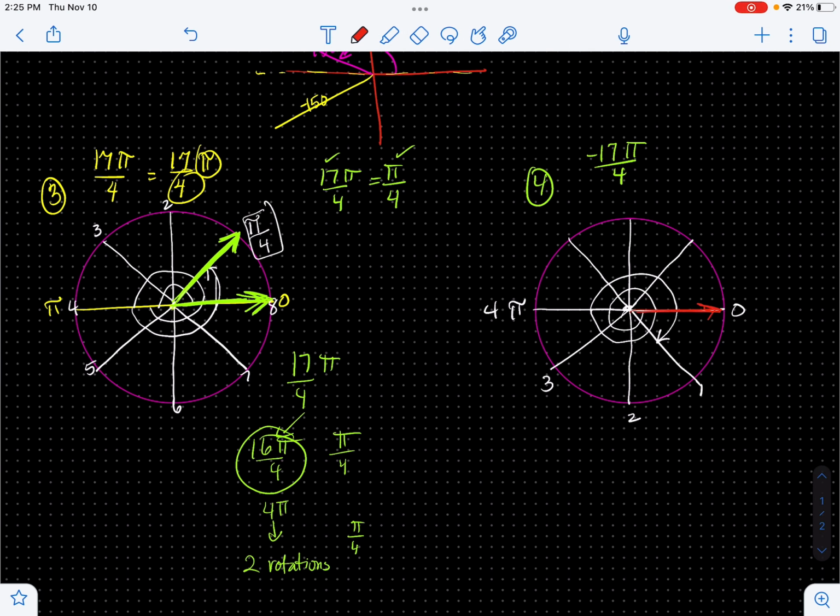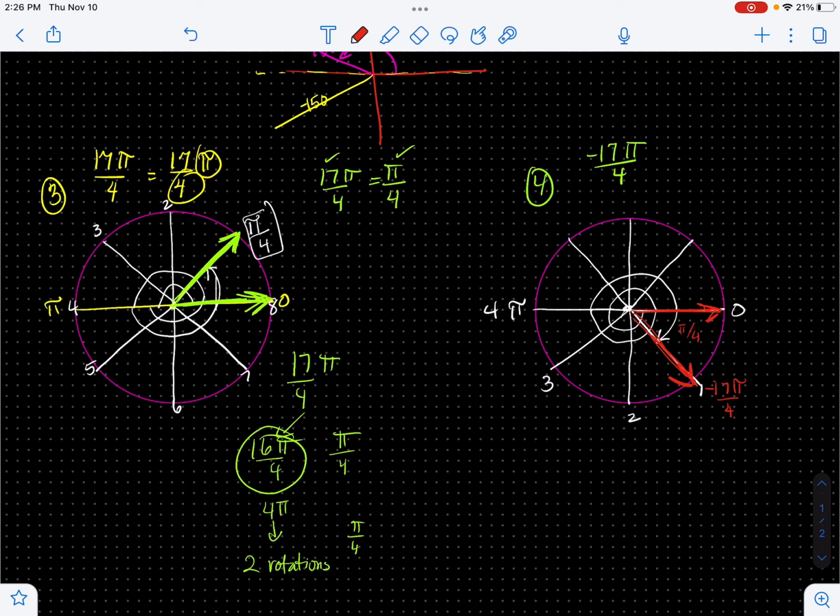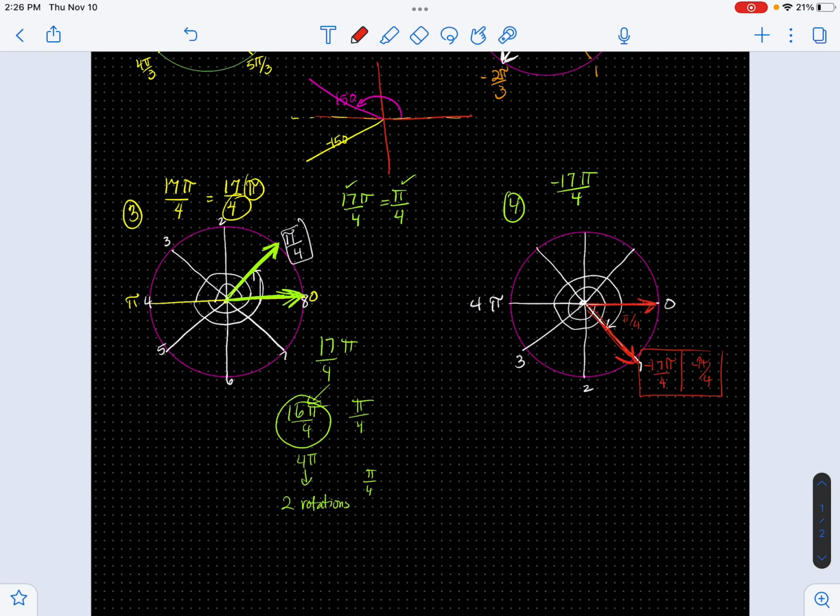Initial side of the angle, terminal side of the angle. And we went round and round and round. 2 full rotations and another pi over 4 location later, we ended up at negative 17 pi over 4. And this is the exact same location as negative pi over 4. We need to be able to locate so we can actually find the sine value there, or the cosine value there, or the tangent value there.